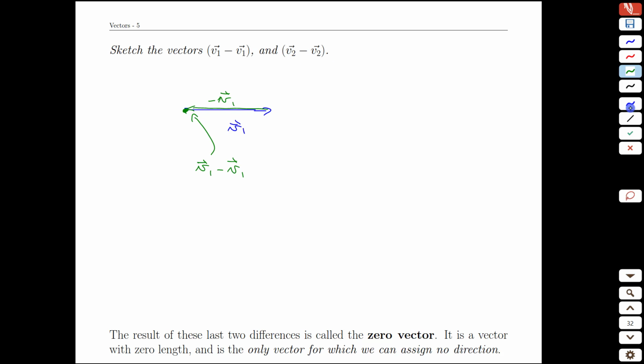And notice the same thing is going to occur if we take v2 minus v2. If that's our v2, and then we say, I'm going to subtract that v2 away again, then where do we end up? We end up back where we started. And so that point there is also v2 minus v2. And this is a special case for vectors. If we look at those two differences, these are called the zero vector because there is zero length.